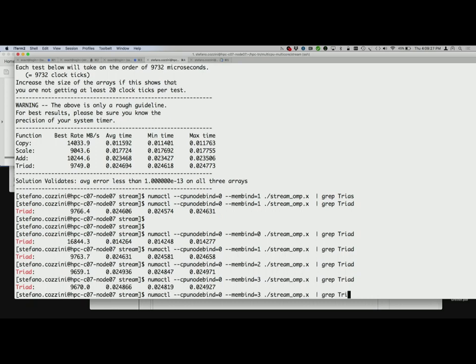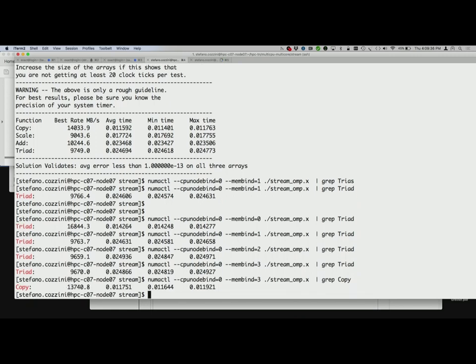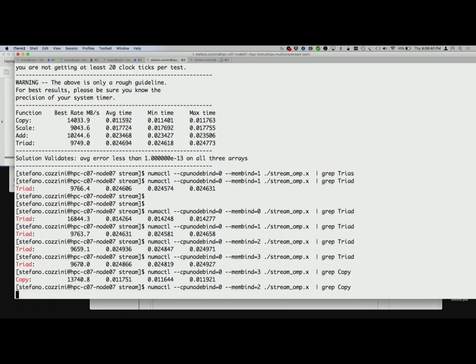What is actually funny is the following. Let's try copy. So this is the wrong way to go for copy. This is the wrong way to go for copy if we use 2.